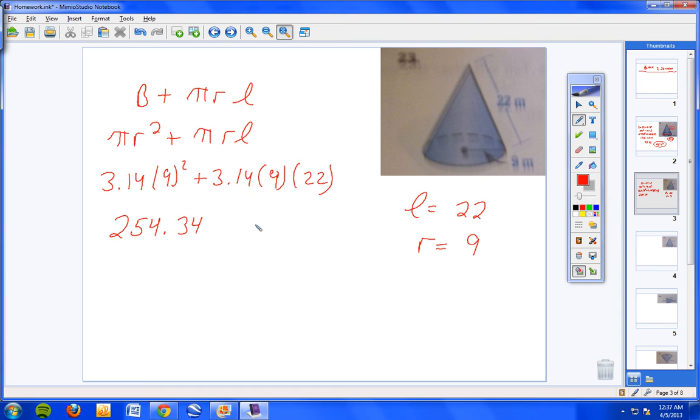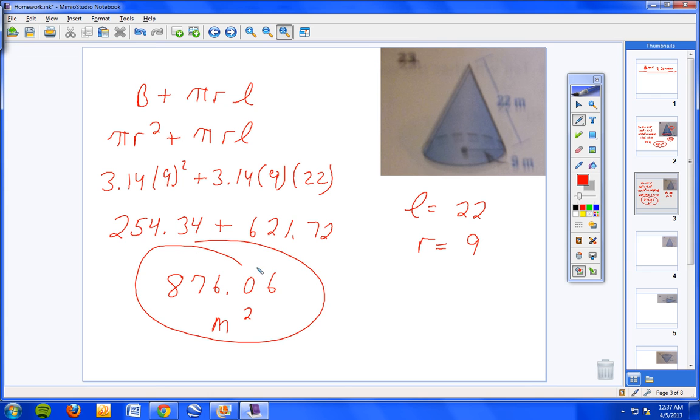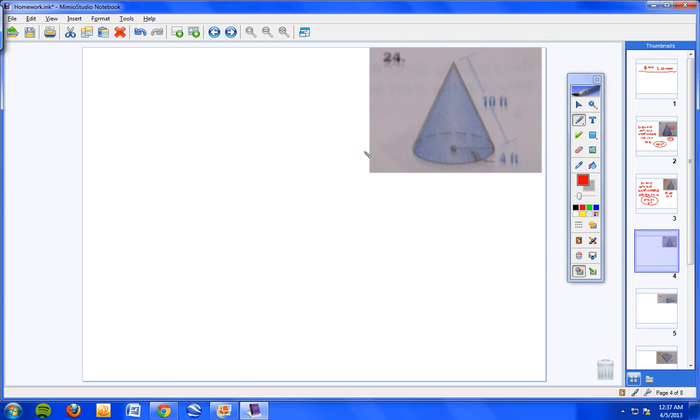You should get 621.72, and we're going to add those two numbers together, and you should get, if you do it correctly, 876.06. And let's see if that's right. Yes, they have theirs rounded to 877. They probably used a bigger number for pi, more decimal places, but this is definitely sufficient. That would be meters squared. Let's take a look at number 24.